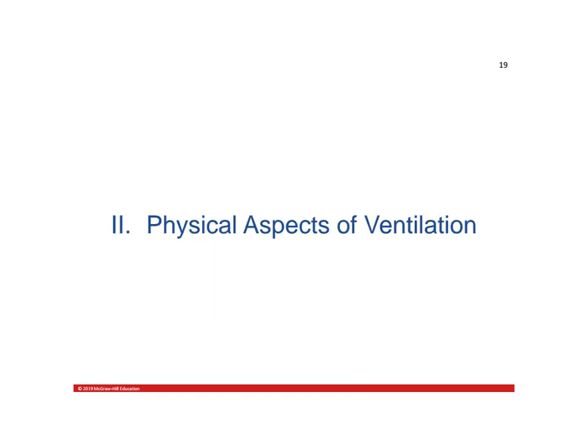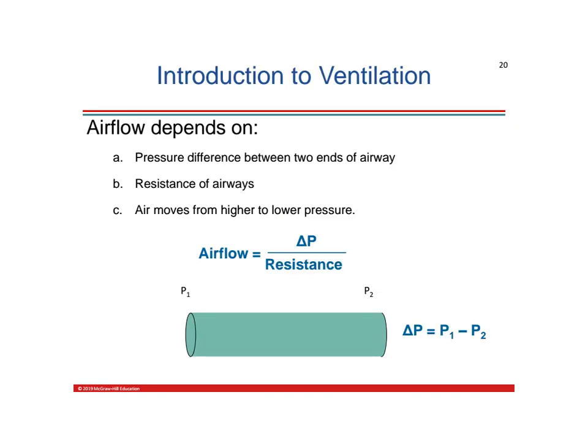We're next going to look at physical laws that govern ventilation. Airflow depends on the pressure difference between the two ends of an airway. So for example, here in this picture, we have P1 and P2. So the difference is delta P, which is P1 minus P2. Here we're assuming that pressure P1 is higher than that of P2. It also depends on the resistance of the airways, and air will always move from an area of higher pressure to lower pressure.